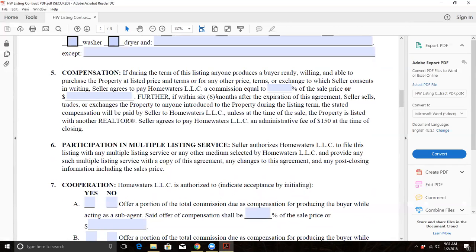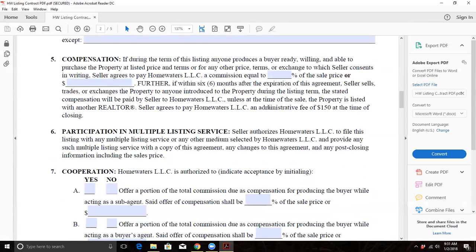Six months, we just went ahead and put 6 months automatically in here. If after 6 months of expiration of the contract, the seller sells, trades, or exchanges the property to anyone that we introduce them to, we're still owed the commission. Seller agrees to pay. This was interesting.